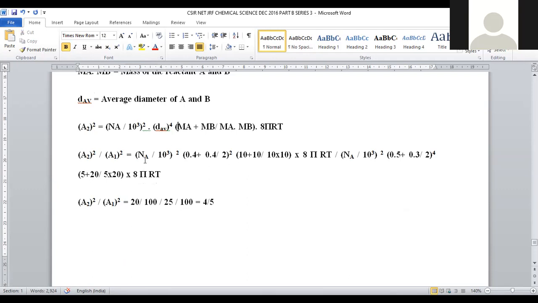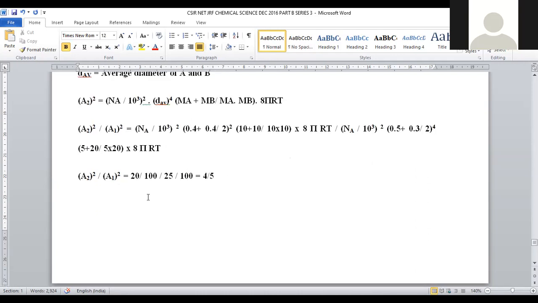A2 square by A1 square is equal to NA by 10 to the power 3 whole square into ((0.4 plus 0.4) by 2) to the power 4 into (10 plus 10 by 10 into 10) into 8 pi RT, divided by NA by 10 to the power 3 whole square into ((0.5 plus 0.3) by 2) whole to the power 4 into (5 plus 20 by 5 into 20) into 8 pi RT. All these values provided within the problem are just to be substituted in this.